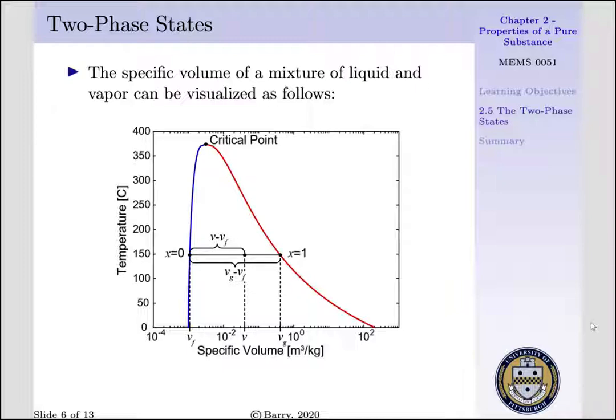Anything in between would be bounded between 0 and unity. Say we're looking for a specific volume nu, as represented by the dot, about midway between x equal to 0 and x equal to 1. We can find this using the lever rule. X would be equal to nu minus nu sub f per the quantity nu sub g minus nu sub f.